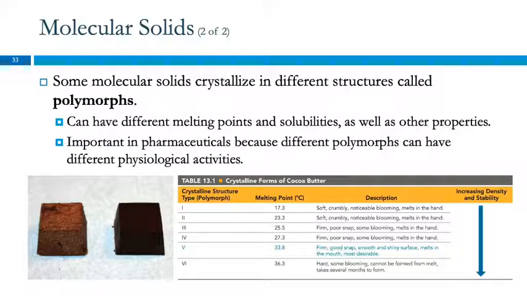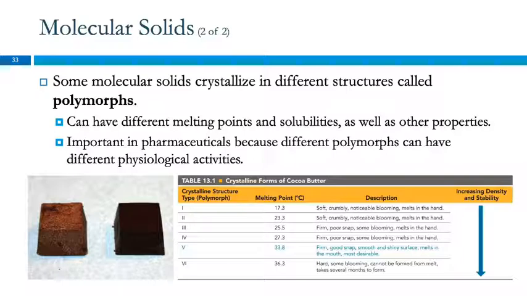There are 6 polymorphs of cocoa butter. And they have different melting points, and they have different textures. Their density and stability is also different. And so as you melt chocolate and let it cool down again, exactly how hot you get it and how fast you let it cool down, all of this affects how it solidifies. And that will affect its texture. The desirable form is form 5. It's got a good snap to it, it's smooth and shiny, and it'll melt in your mouth.